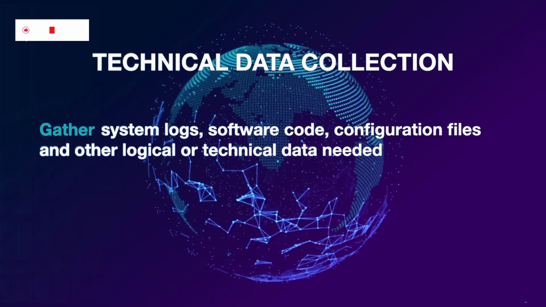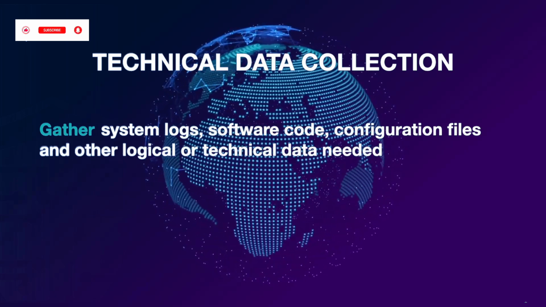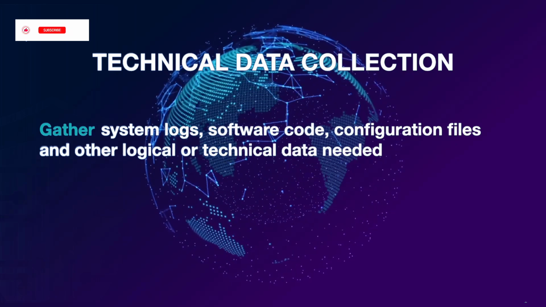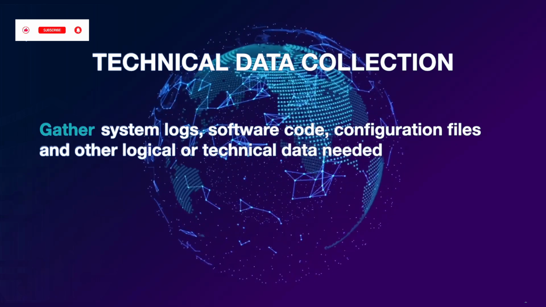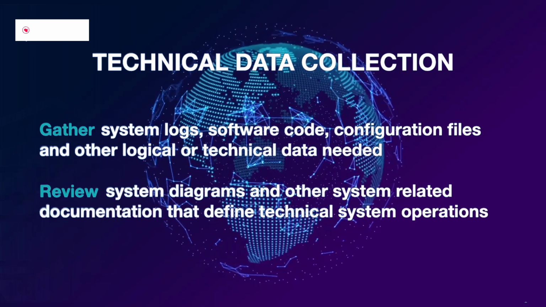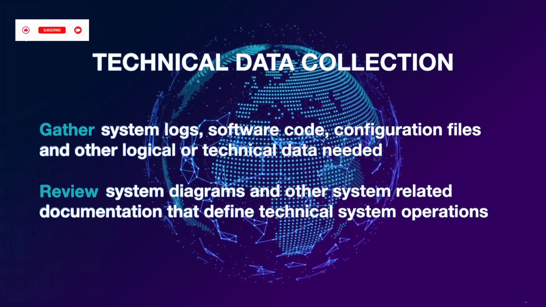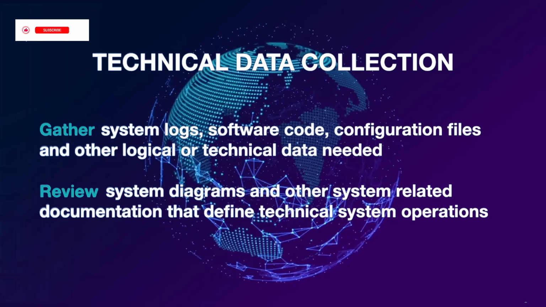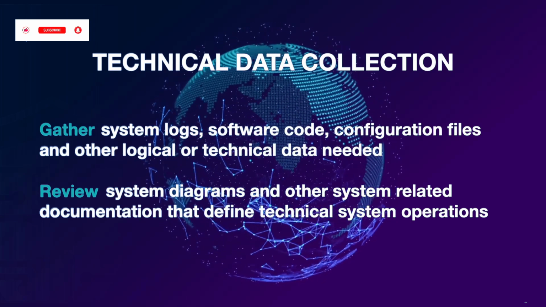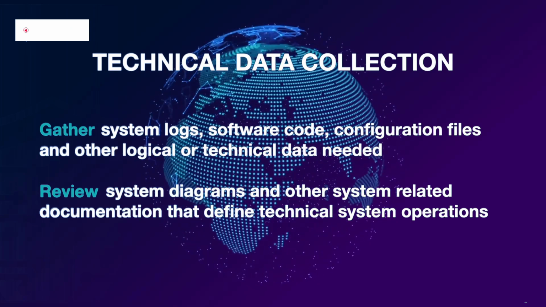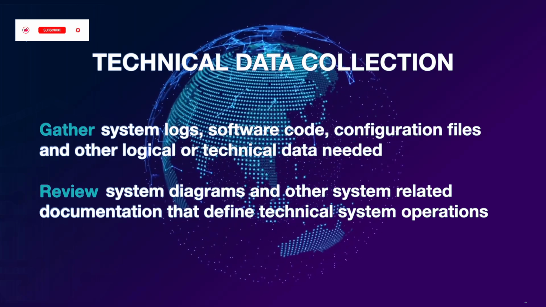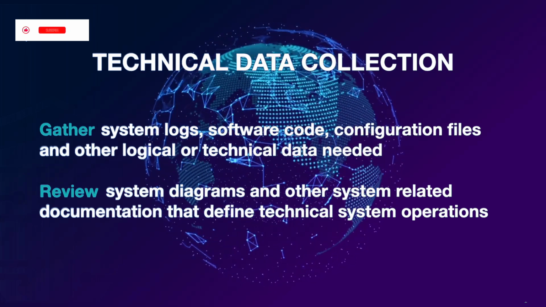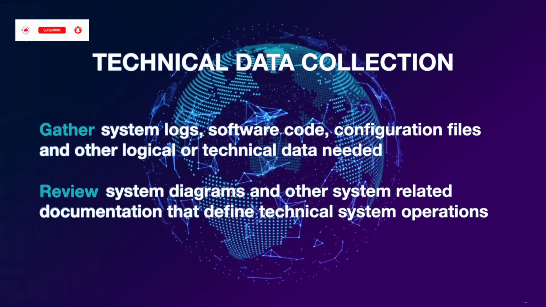Then we need to collect our technical data. So our system logs, software code, configuration files, change management records, or change control board files, things like that. Also our logical and technical data as well. And we want to review system diagrams and other system-related documentation that are going to define the technical specification for system operation. So we want to be looking at the current diagrams. We want to look at the data flow diagrams if we can. We want to understand exactly what we are trying to test and what we expect as the outcome.